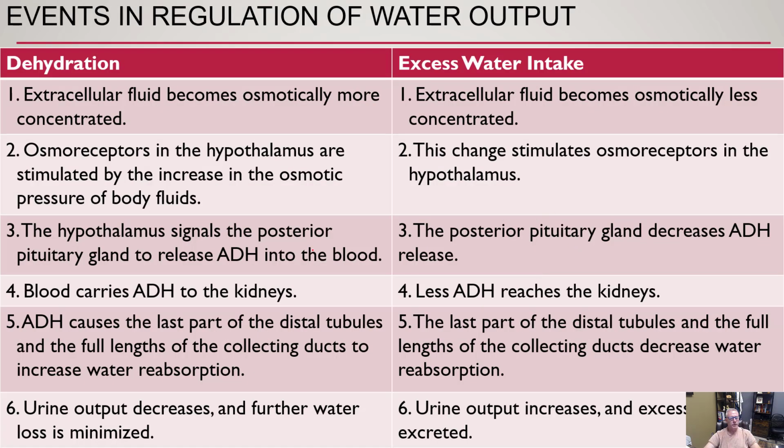All right, so here you can see what happens during dehydration and excess water intake. We kind of just covered this in the last slide, and I'll let you read this one on your own. One thing that you'll have to remember, if you remember from chapter 13, the endocrine system, is that the posterior pituitary is what releases ADH. Remember, the posterior pituitary does ADH and oxytocin.